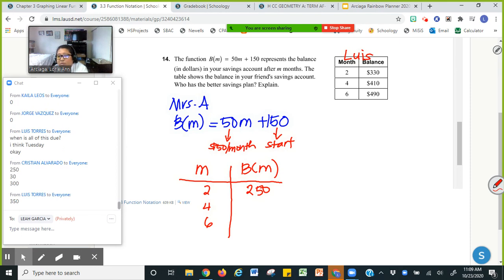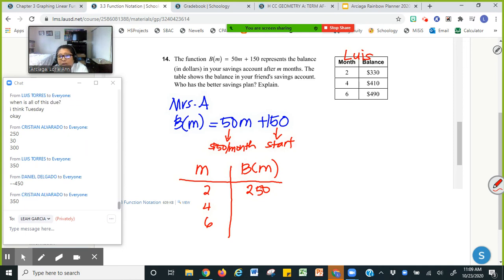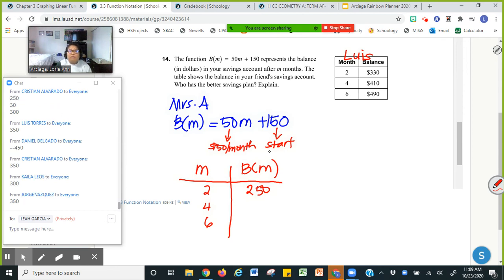350. So who's right? 300 or 350? Why negative 450? I'm not losing money. I'm not withdrawing. I'm just depositing. Okay, remember every month I save 50. You're confused now? They confused me too. They said 350, 450. Look, I'm saving 50 every month.